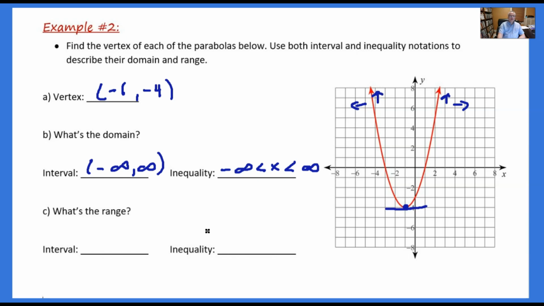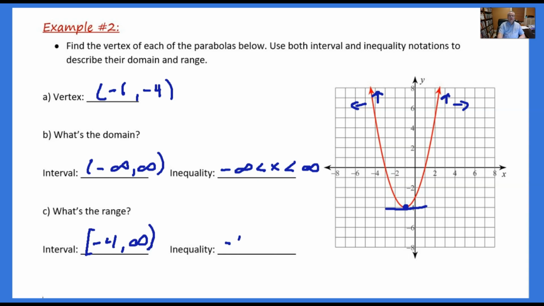Okay, now a little reminder, the range is how low the graph goes to how high. Well, the lowest point here is -4, and the graph goes up to infinity. It keeps going up. There's an actual point that has a y value of -4, so we're going to use a square bracket because it includes that value. And we always use parentheses with infinity.